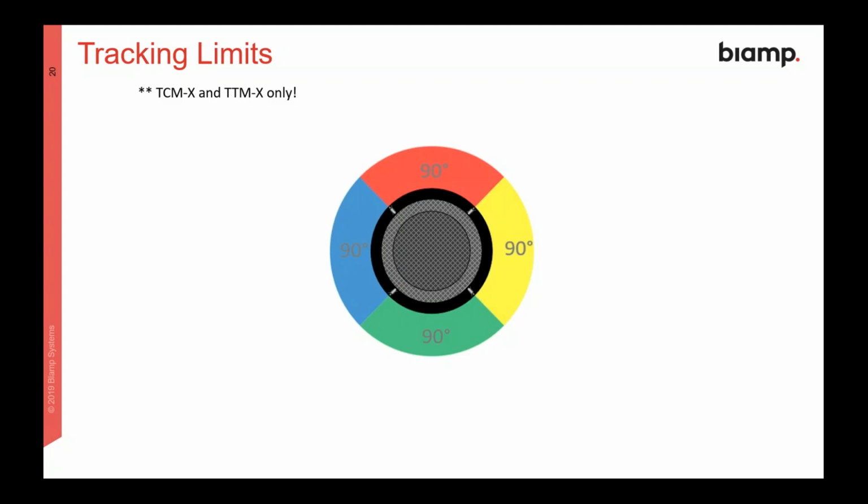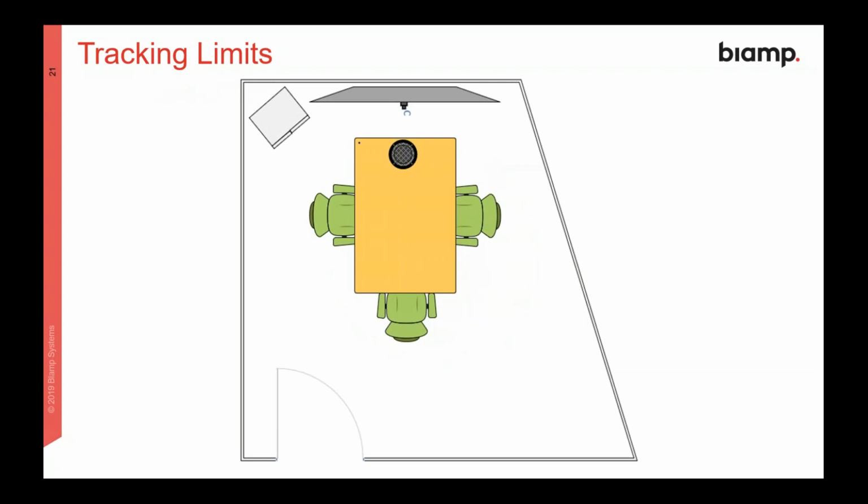So the TCM1 is 3 beams, and each beam has a 120-degree coverage area. So the TTMX and TCMX are 4, and each one is 90 degrees. So with the TCMX and TTMX, we added the ability to turn off a certain area of that tracking. And again, this does not apply to the TCM1. So you have to have one of the TCM or TTMX microphones.